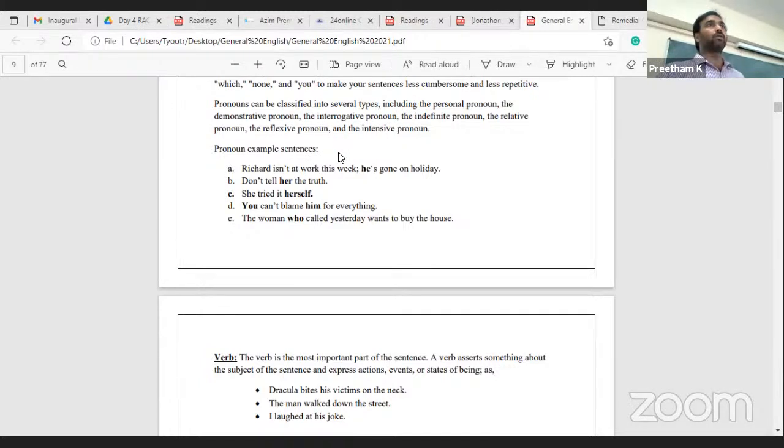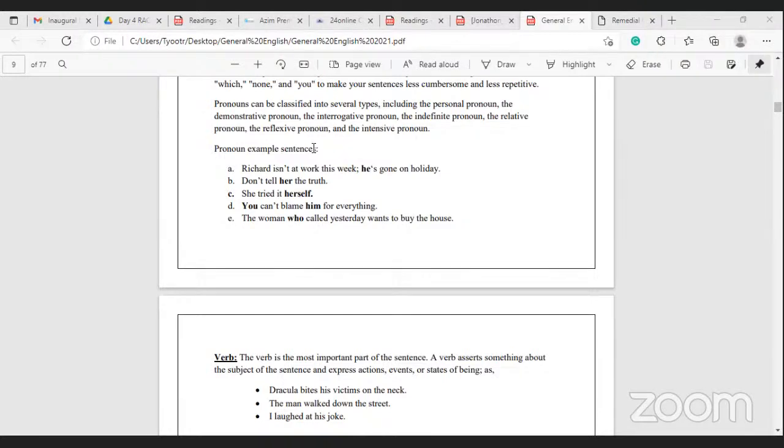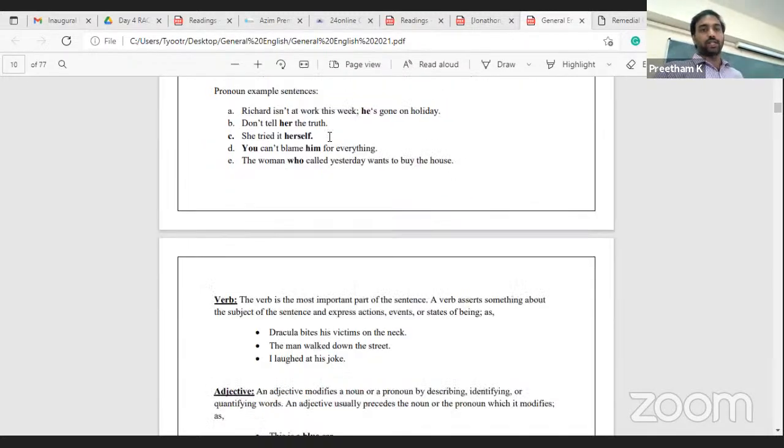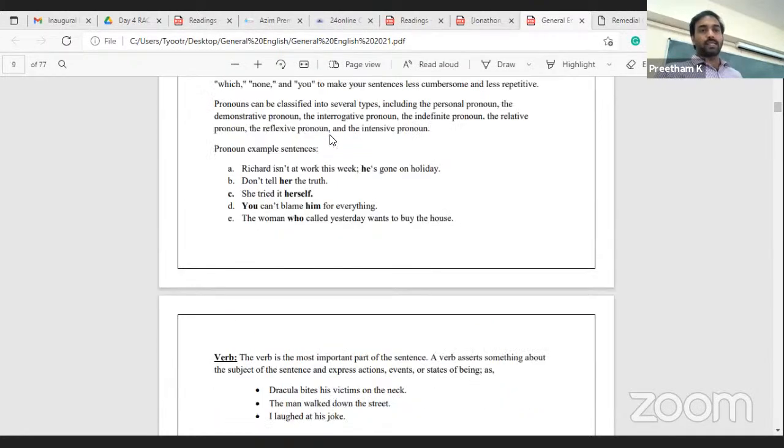Relative pronoun, that relates to the noun or the pronoun. Reflexive pronoun, it reflects on yourself. I myself did the homework. It means you are specifying, emphasizing. Intensive pronoun.